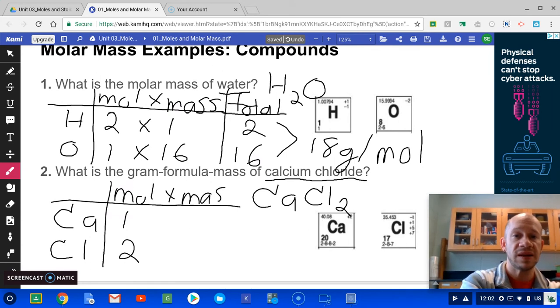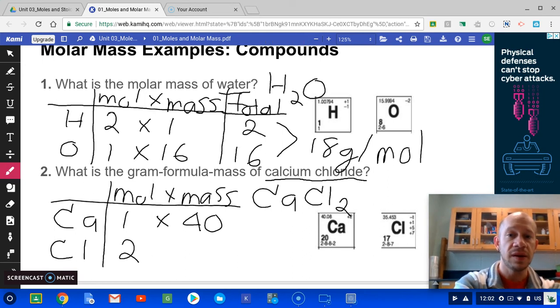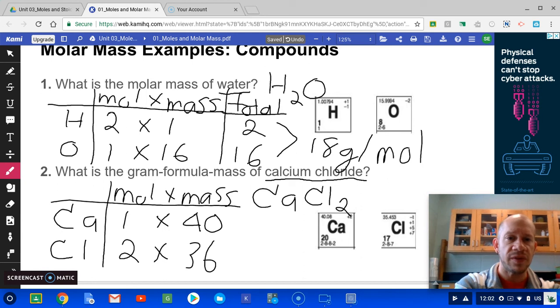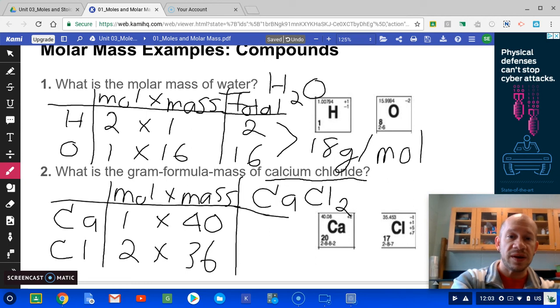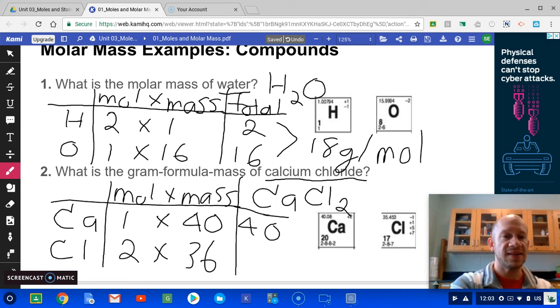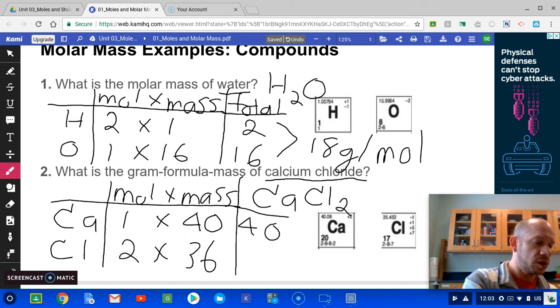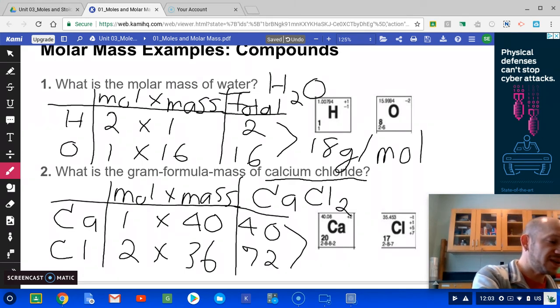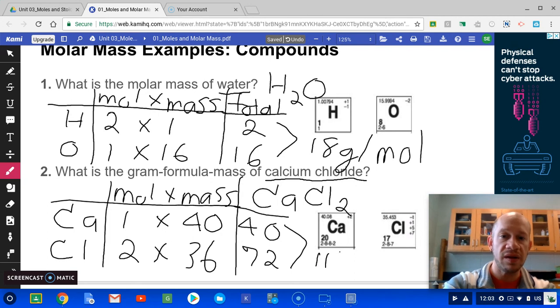So the mass of calcium, if you look on the periodic table, is 40.08. So I'm just going to round that to 40. Chlorine is 35.453. So I'm just going to round that to, we'll round it to 36. If you round it to 35, that would be acceptable for this. 1 times 40 is 40. 2 times 36, just so I don't mess up, should be 72. I'll just check my math. Good, 72. Then if I add these two together, 40 plus 72 is going to equal 112. And the units for that are grams per mole.